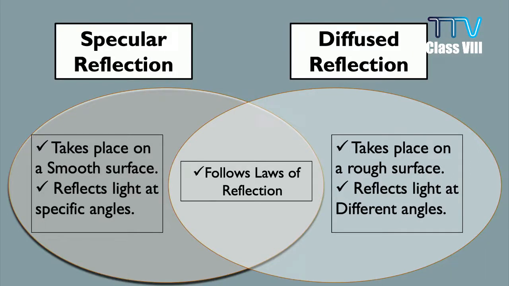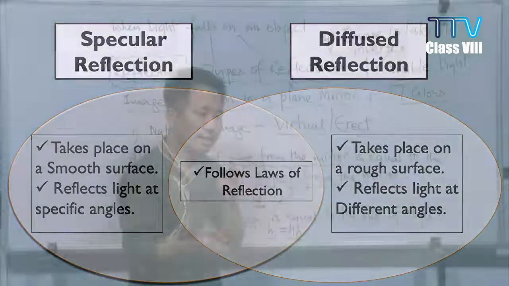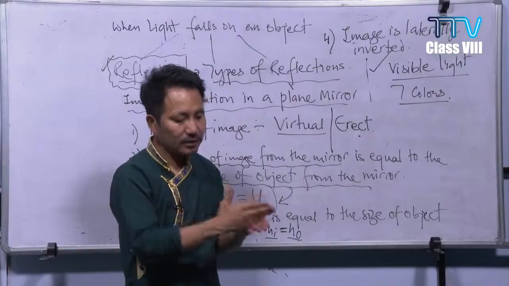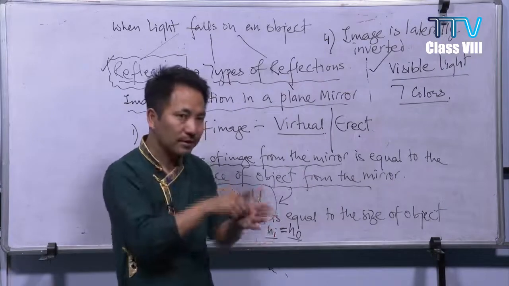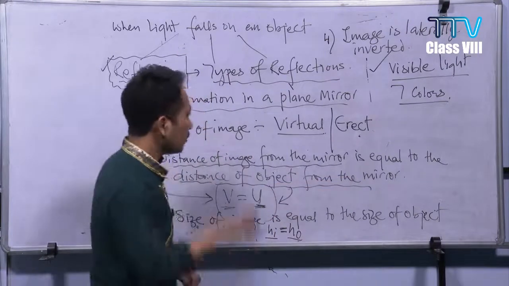Laws of reflection. The law of reflection says that angle I is always equal to angle R, and the incident ray, normal and reflected ray at the point of incidence all lie on the same plane.